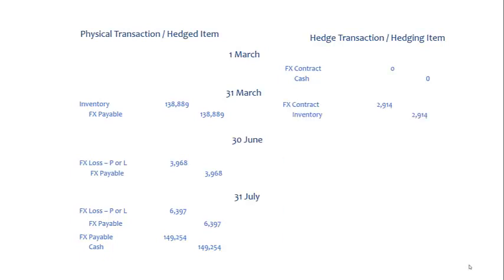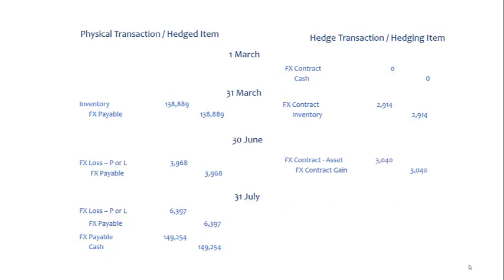On the 31st of March, the contract has a value of $2,914. And the challenge with recognising that amount there is, what do we do with the gain? We have problems matching it with the gain on the physical transaction, because we can just recognise the physical transaction, so there's no gain there. So rather than treat it as a gain in the income statement, what we do is we take it through to inventory, and that forms part of the costs of acquiring the inventory.